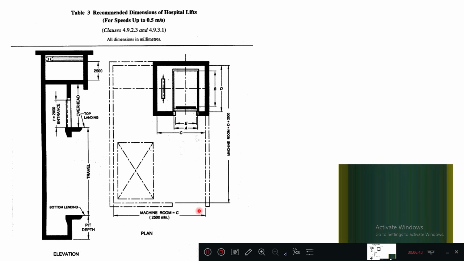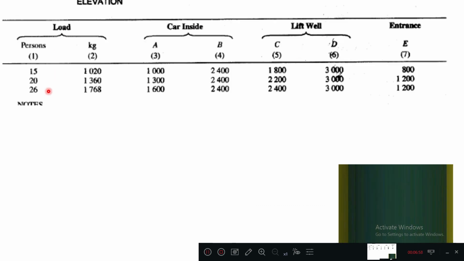Machine room, lift well, car dimension, and the last one is E for entry. So for hospitals, these are the dimensions. See, the number of persons is very large, 15, 20, 26 like that. Weights are also increased: 1000, 1300, 1700. Car dimensions, lift well dimensions and entry dimensions are also proportionally increased.